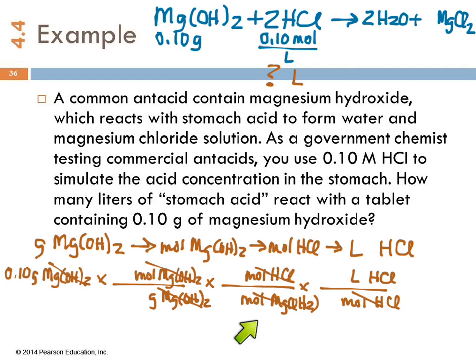Well, that middle one is always the easiest. It comes from this equation. There's no number in front of magnesium hydroxide. That means that's a 1, because chemists don't like the number 1. And then in front of HCl, we have a coefficient of 2, so we put a 2 in here. Because we need 2 moles of HCl for every mole of magnesium hydroxide.